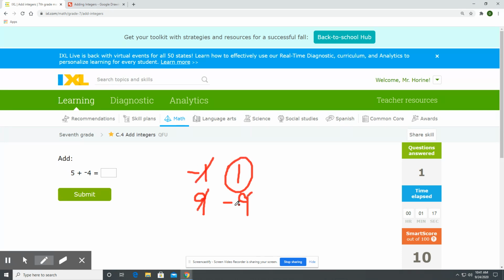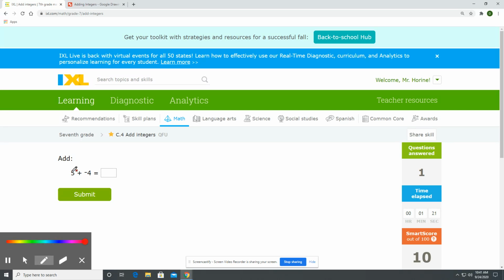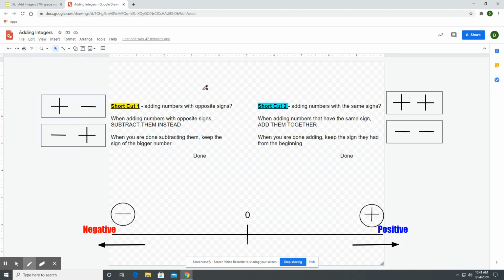Now let's go ahead and talk about the explanation. 5 plus -4. Let's go over to my notes. Here in Google Draw, I made some notes to help out. Let's look at the number line. For the first 2 problems, we're going to look at a number line version of how to do this. Actually, let's look at 3. So I'm going to write a 3 over here so we know how many problems we have left for the number line version before we move up here to the shortcut version number 1 and the shortcut version number 2.